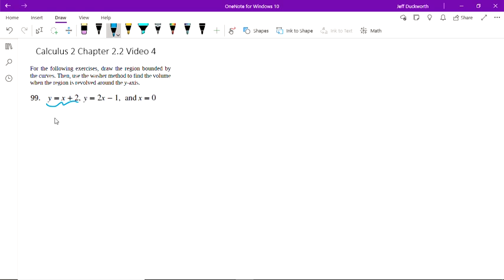If we write this with respect to y, x is our solution: x equals y minus 2. That means f of y equals y minus 2. This one here, we have 2x equaling y plus 1, which means x equals (y plus 1) over 2, or we'll call this one g of y equals (y plus 1) over 2. So those are going to be the two functions.